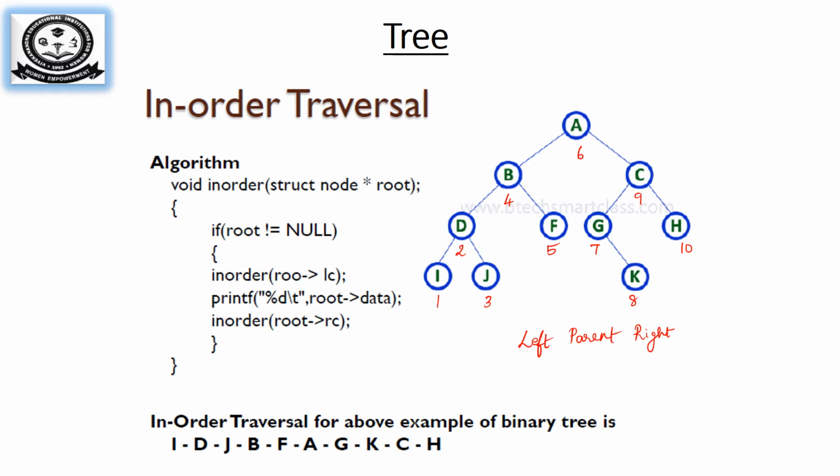Does I have a left child? No. So it prints I, then checks whether it has a right child. No. Then it comes to D, prints D, then checks whether it has a right child. Now P is completed, so now going for the right child.